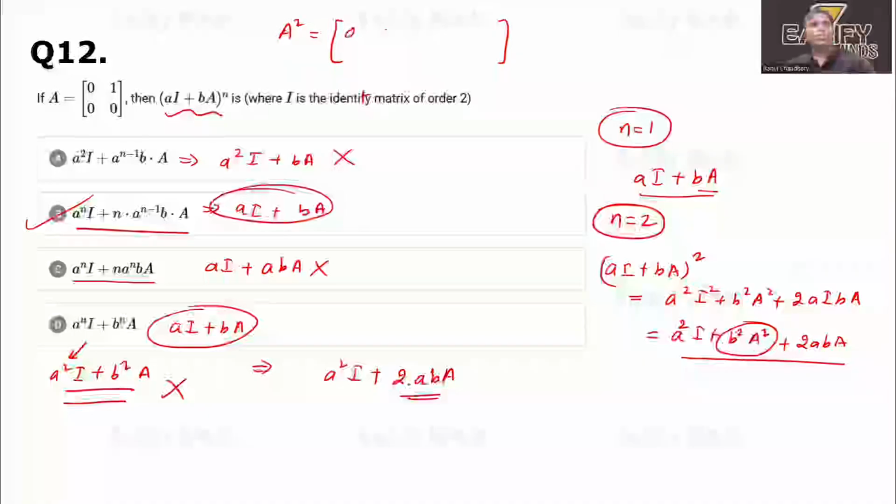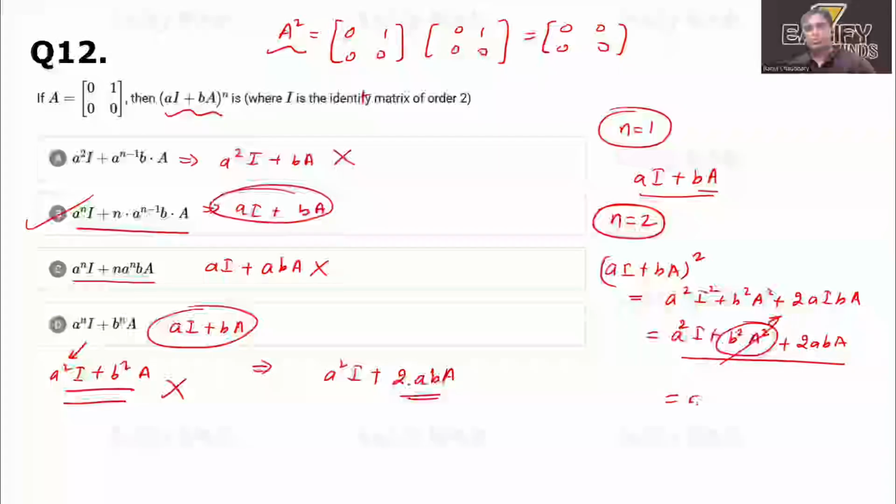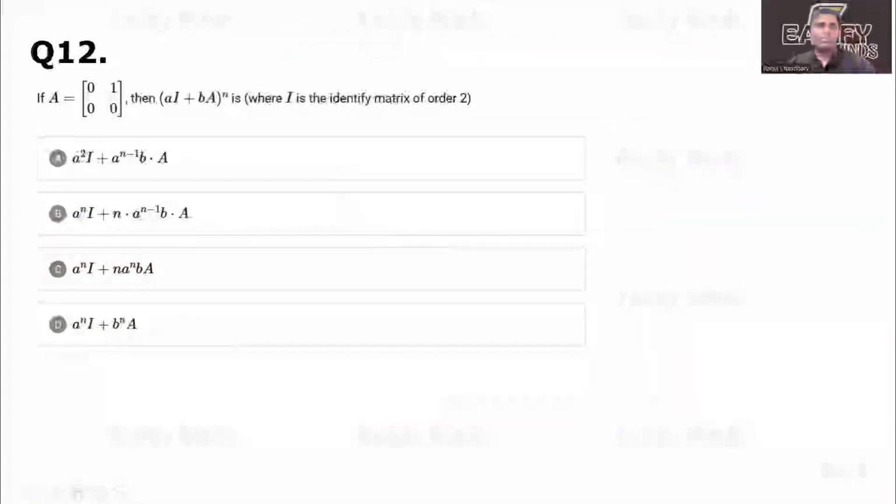A squared will be [[0, 1], [0, 0]] multiplied with [[0, 1], [0, 0]], which gives [[0, 0], [0, 0]]. Okay, A squared is 0, so this will become 0. So A squared I + 2ABA will be my answer for n equal to 2. So which option will be there? B option. Clear? This is option B. By putting n equal to 1 and n equal to 2, we can find the answer.